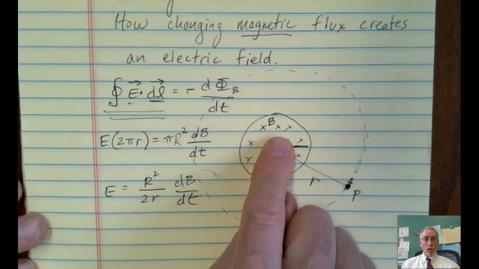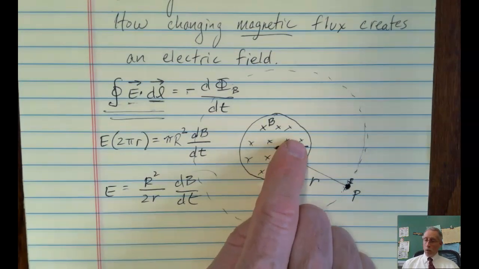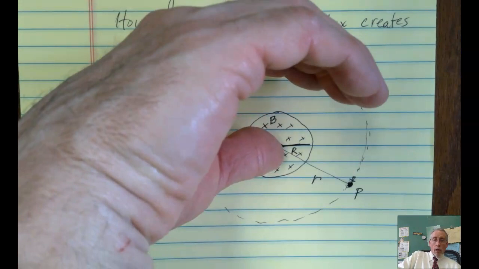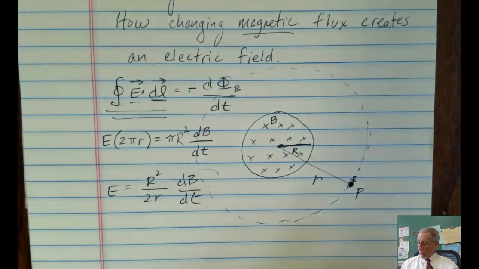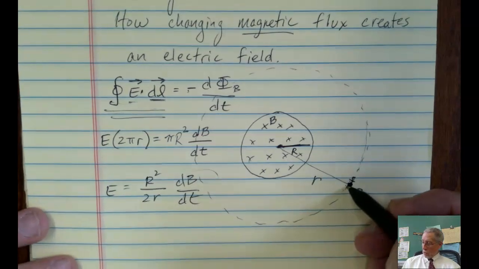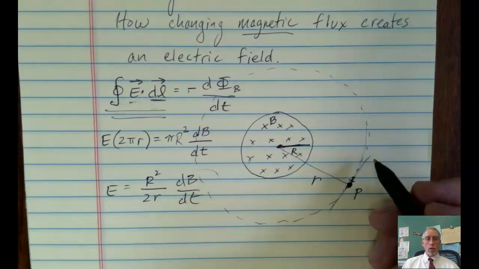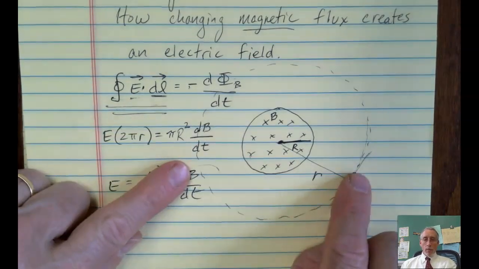If I were decreasing my inward flux, then I oppose that by trying to make more inward flux. And I would put my thumb down, hard to see, and my fingers curl in a clockwise direction, and I would draw a clockwise tangential path. So at point P, it would be either down this way or up this way, again, depending on the situation. All right, so that's Faraday's law for when we're outside of the solenoid.